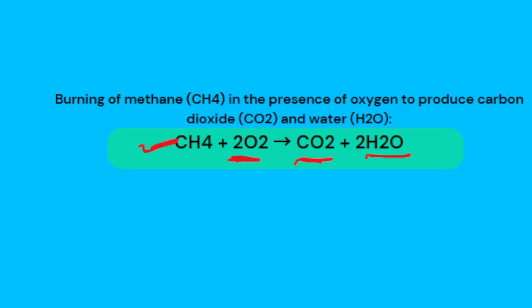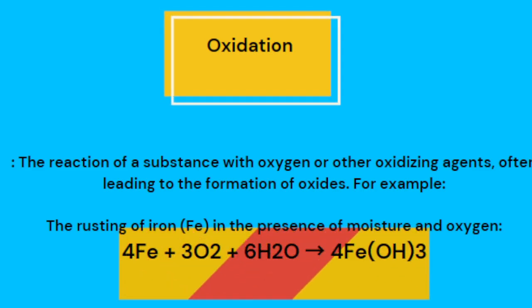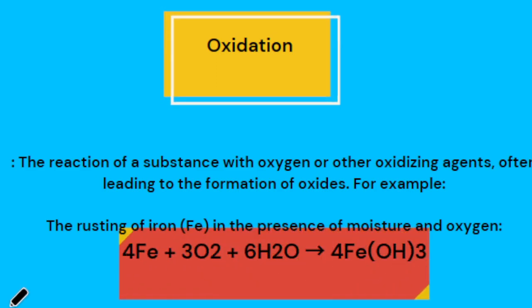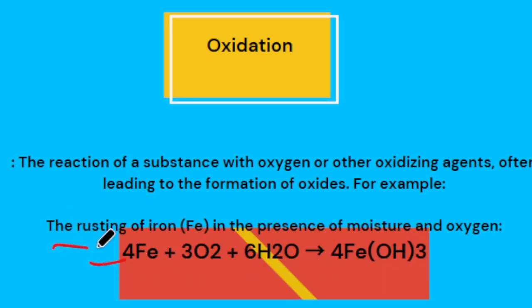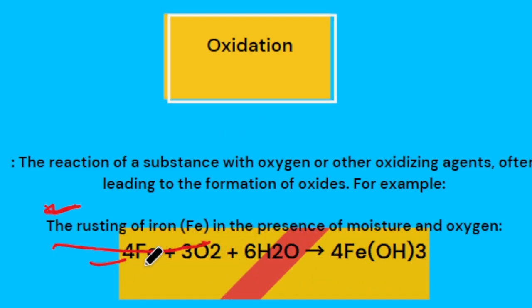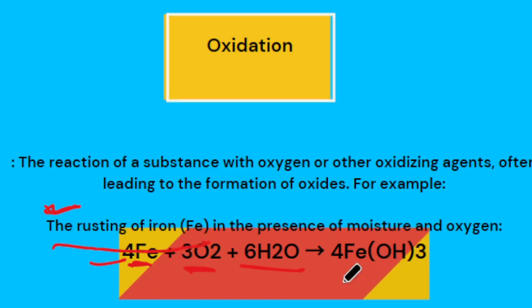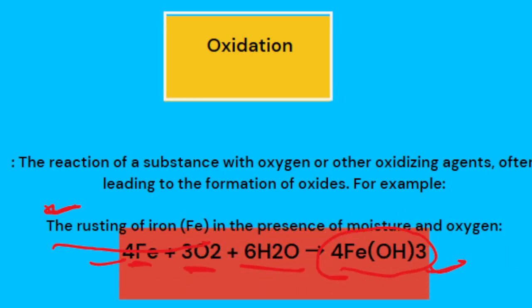Okay, next I take the example of oxidation. So what is oxidation? The reaction of a substance with oxygen or another oxidizing agent, forming an oxide, is called oxidation. If I take an example, the rusting of iron is a very popular example of oxidation, where iron reacts with water and oxygen to make iron oxide. So this type of reaction is involved in chemical changes.